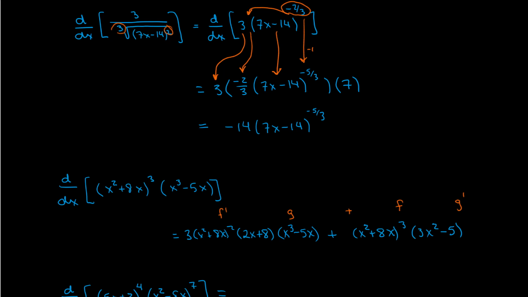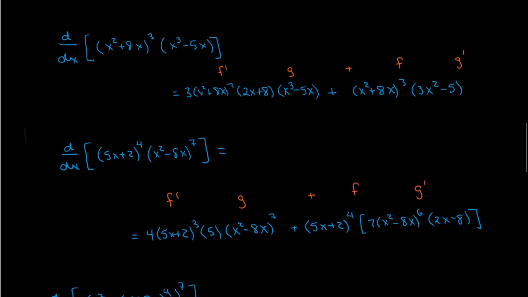The next thing that happens is to now take the derivative of the inside. Well, the derivative of 7x minus 14 is 7. In this case, it would make some sense to try and clean this up a little bit. Notice we have a couple 3's here that'll cancel. We have a 7 times the negative 2, which will give us a negative 14. Then we have our 7x minus 14 to the negative 5/3, and that finishes that one off.